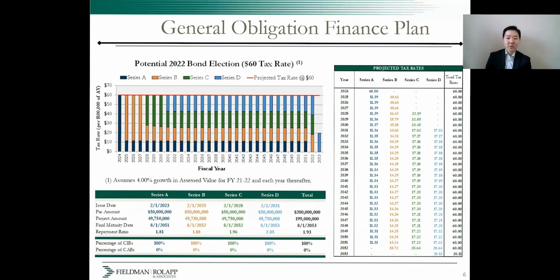General obligation bond authorizations also never expire, so if a district goes through a period of unfortunate assessed value declines, it can always access the bond amount at a later date when its values recover. It's also important to know that this slide is merely a projection for planning purposes and can be adjusted in countless ways to meet each district's specific funding needs.